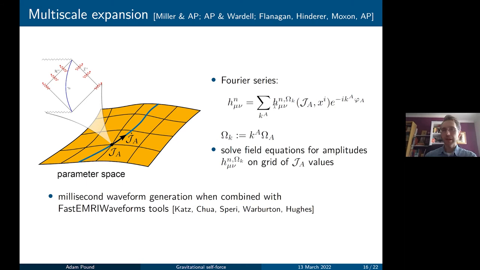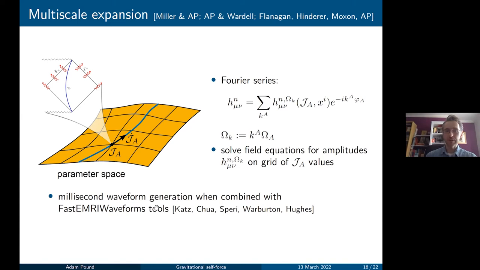So because everything is pre-computed and stored, you've got all your h's stored in advance, you've got your f stored in advance, you can generate a waveform effectively instantly this way. So tomorrow, Niels Warburton will talk about methods of generating waveforms of this type. This might be a bit different than the way he formulates it, but the tools are already there in this FastEMRI waveforms toolkit.